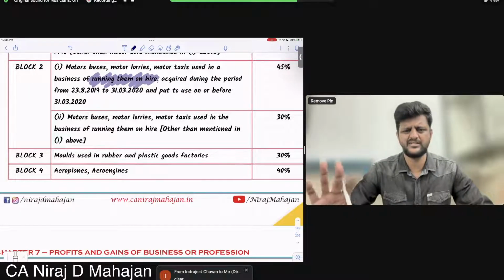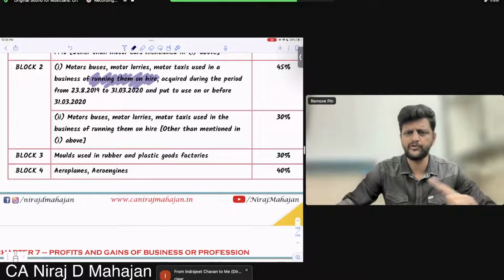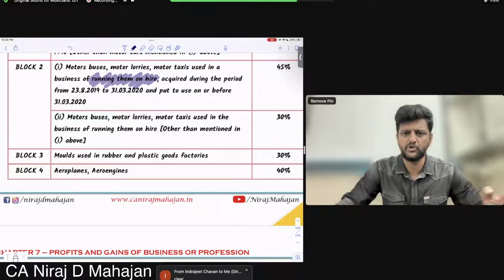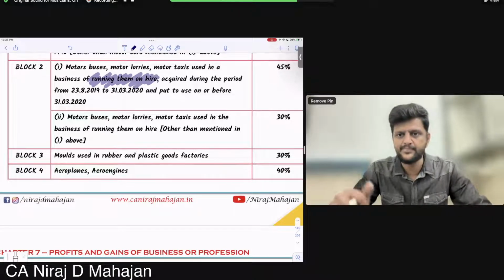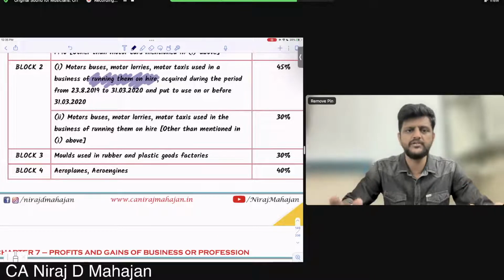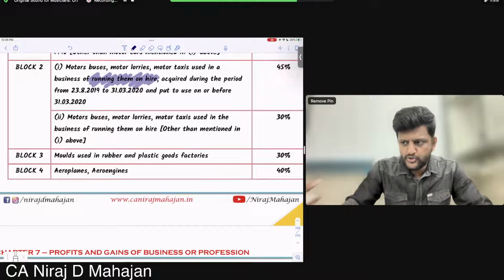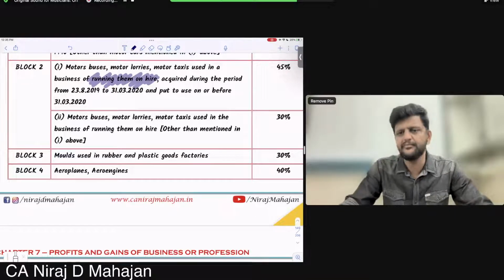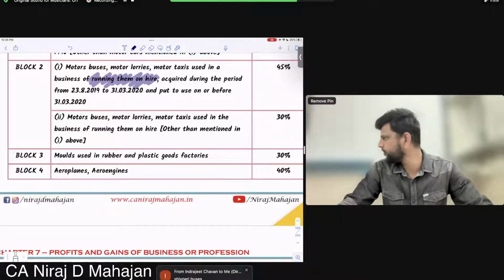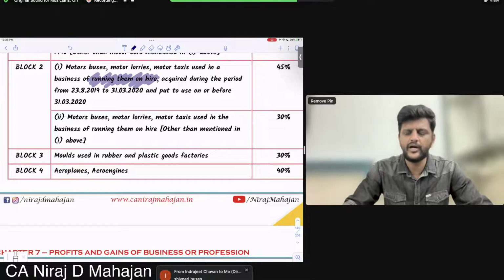Same thing Madam G did. A special offer, not just for motor cars, but for big vehicles also. Which big vehicles? Motor buses, lorries, trucks, motor taxis, cabs, used on hire. A bus is used for earning tickets by running the buses. Trucks, you're getting rent, you are using them for hire. Hire means rent. Taxis, cabs, bachcho. Clear till here?